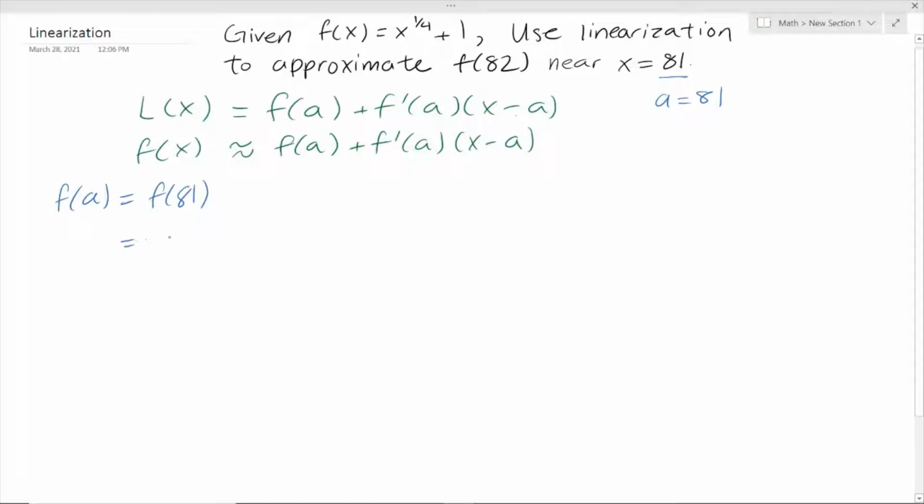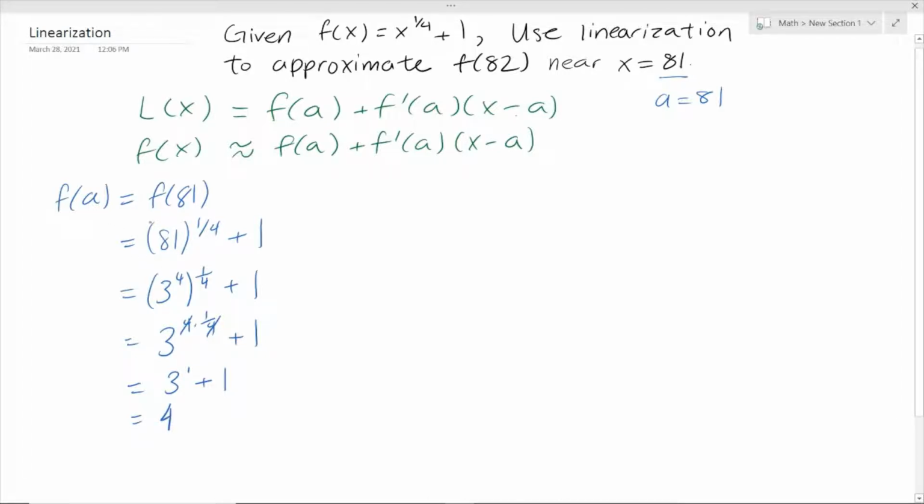And then we are going to plug 81 into our function. So we're just going to replace the x with the 81. So 81 to the 1 over 4 plus 1. 81 is the same as, we could rewrite it as 3 to the 4. And then we can add 1 like that. And then we can multiply these exponents together because of exponent laws. When we multiply these exponents together, we can cross these off and we get 3 to the exponent 1, plus 1. So that would give us 4. So we got f of a.